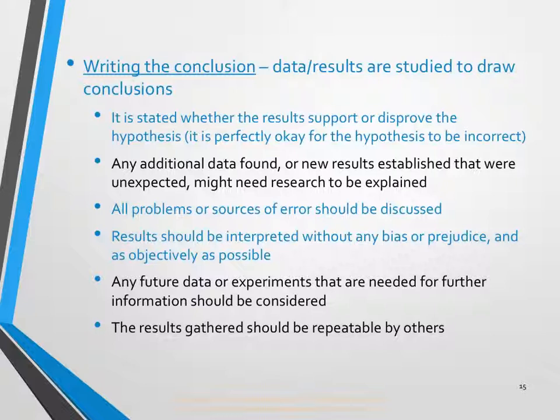This is where we will figure out all the problems or sources of error that we might have encountered. Like, for example, if we used the wrong amount of substance or we didn't have a big enough sample or something like that. This is where our results should be interpreted without any bias or prejudice.